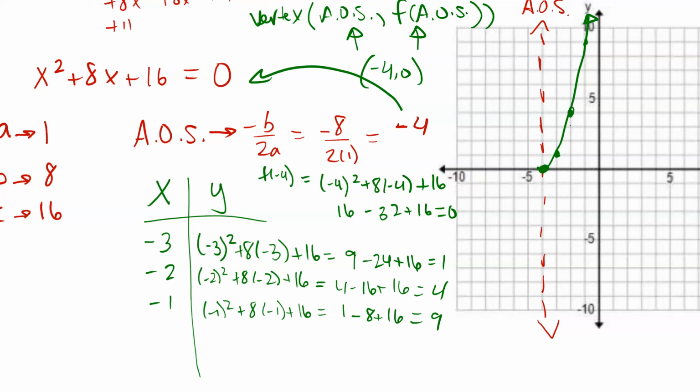Makes sense. Well, the vertex isn't always at 0. It's because I plugged in -4, and I got 0. So right away, like we discussed, that's the only solution.